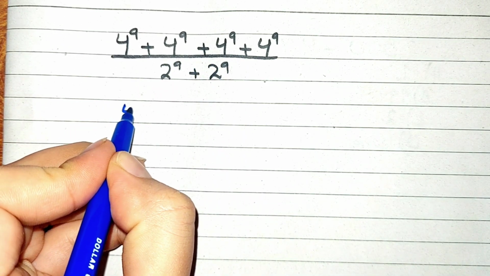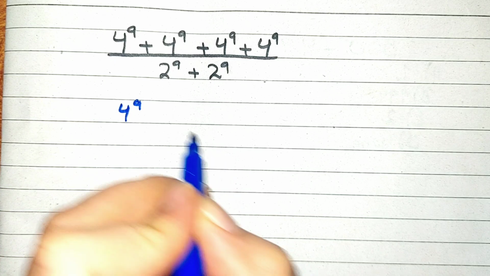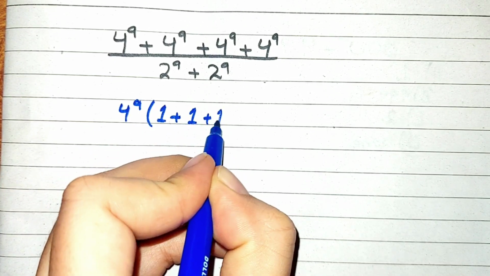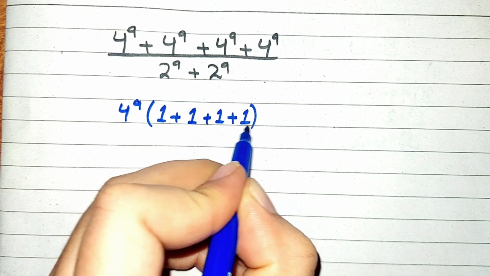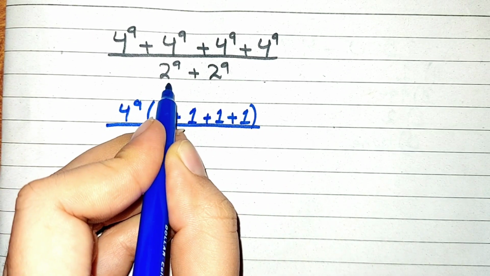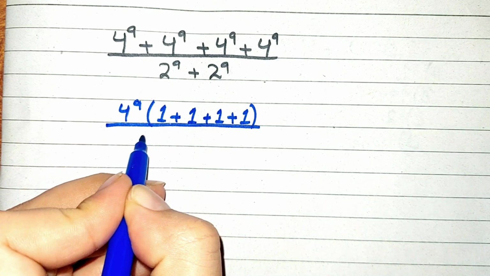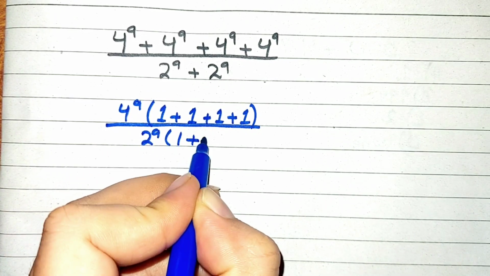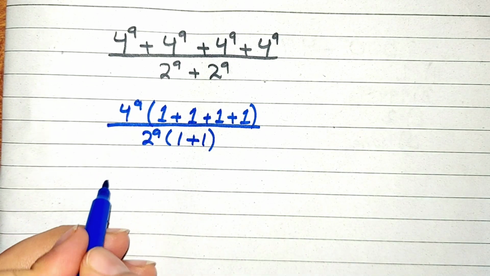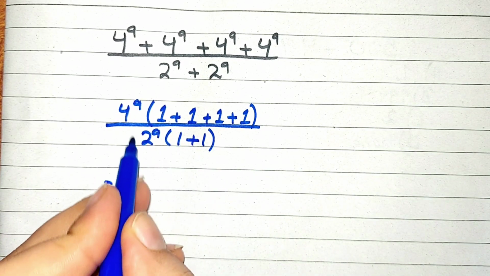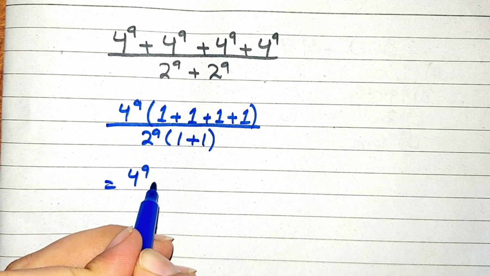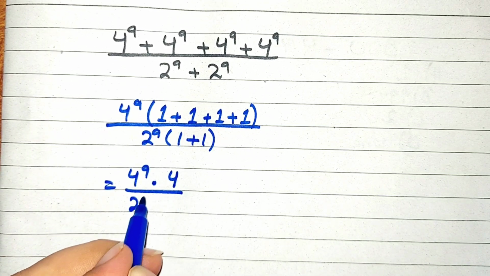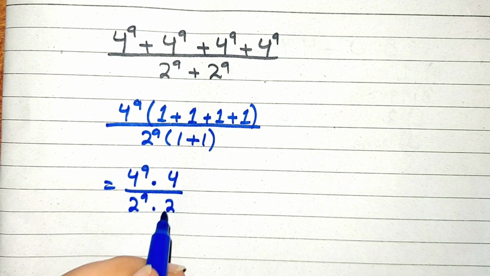We will take common 4 to the power 9 and 1 plus 1 plus 1 plus 1. Over here we can take common 2 to the power 9, so 2 to the power 9 times 1 plus 1. Okay, we can write this as 4 to the power 9 times 4 over 2 to the power 9 times 2.